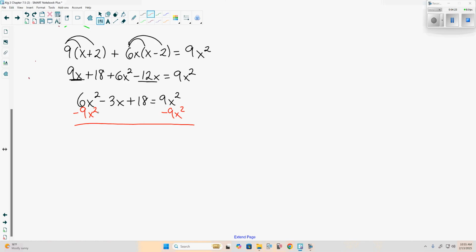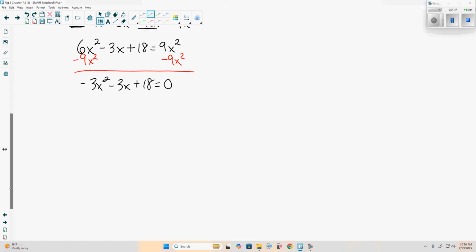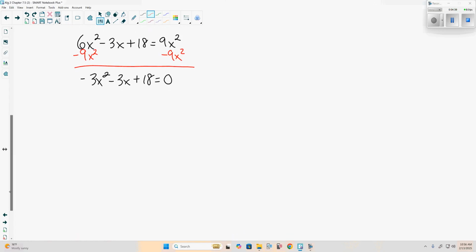Now we will need to get it equal to 0 because we do have those x squared terms. So we subtract 9x squared, telling us that we have negative 3x squared minus 3x plus 18 is equal to 0. Now we can solve this by factoring. All but 2 on the homework are going to be factorable. All the ones on the test will be factorable.